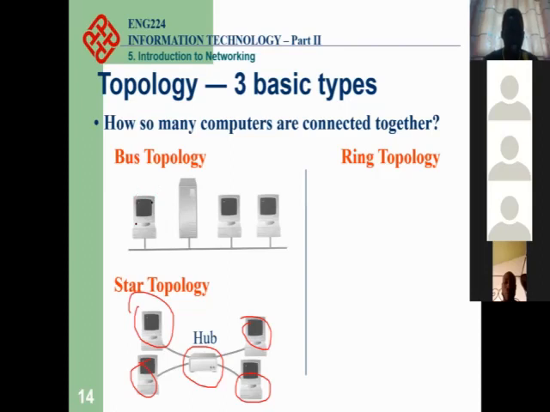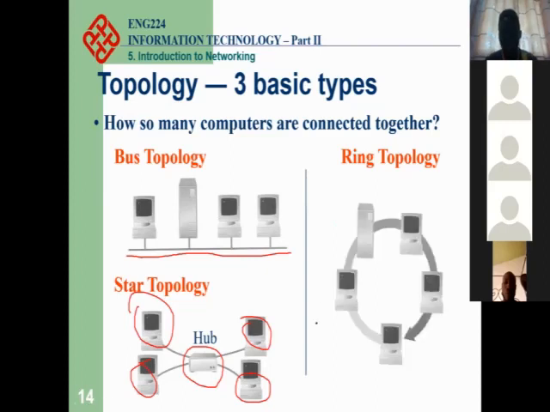Now, when you look at the bus topology, all the computers are connected to what we call a central trunk. They are connected to a trunk, a central cable which connects all the computers. So that is what we call the bus topology. And for the ring topology, every computer is connected to another computer in a ring form.